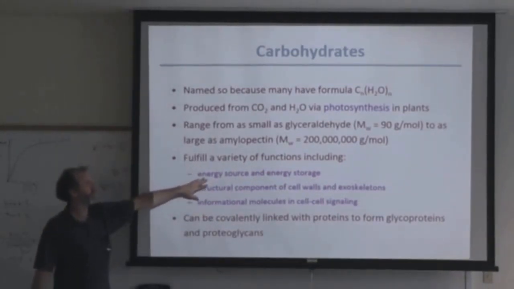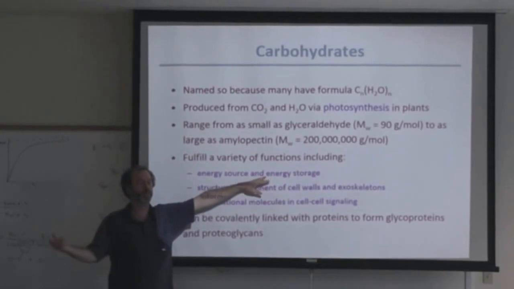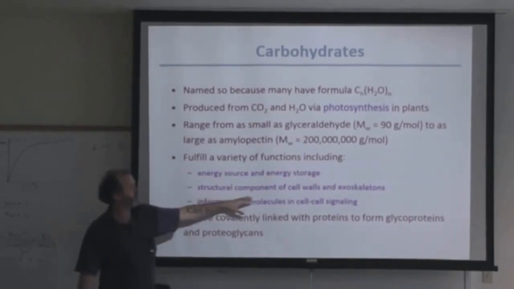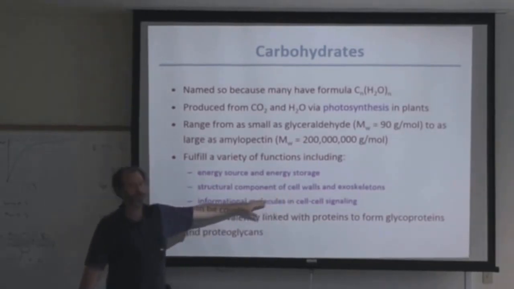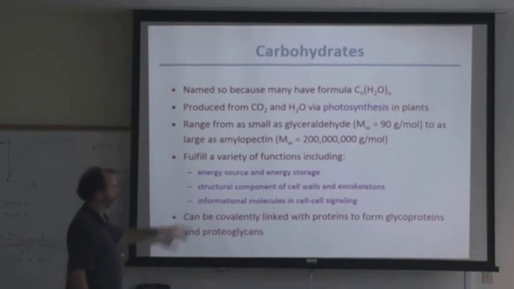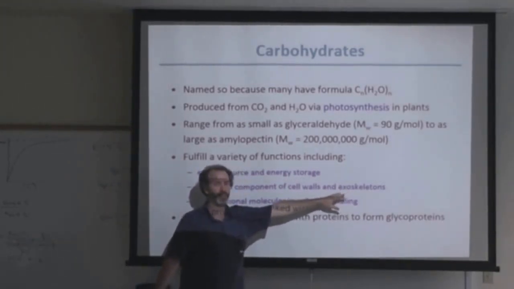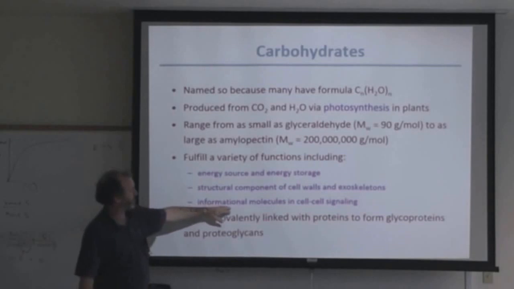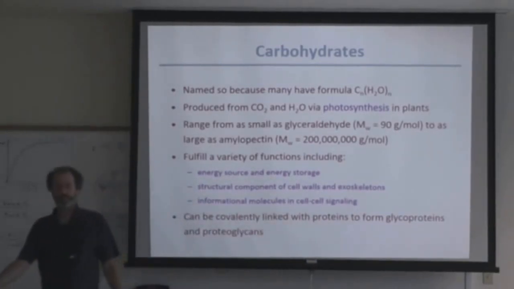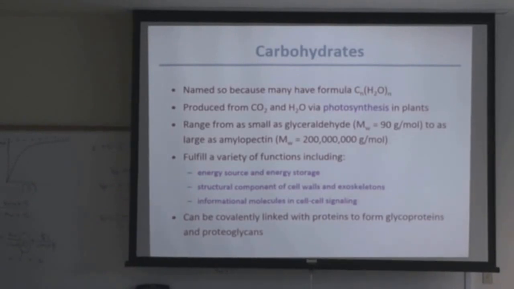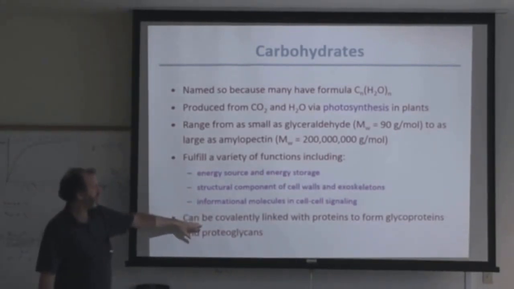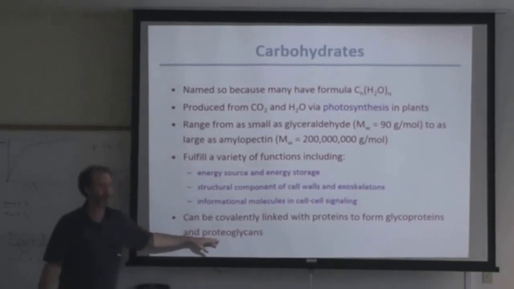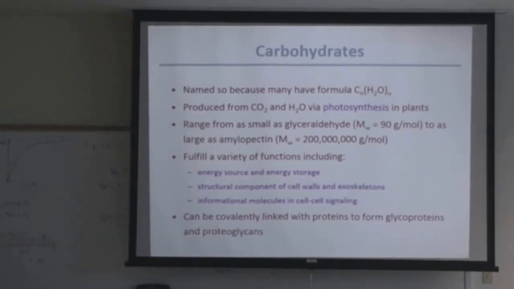They fulfill a variety of functions, including energy source and energy storage. That's what we normally think of when we think of carbohydrates. They also serve as structural components, in cell walls and exoskeletons. Cell walls are made up of cellulose, which is a polysaccharide of glucose. Exoskeletons are made up of chitin, which is like a glucose with an amine group on it. They also act as informational molecules in cell-to-cell signaling. Our blood typing has sugar involved, with different antigens on our blood cells. Carbohydrates can be covalently linked with proteins to form glycoproteins and proteoglycans. A lot of our extracellular space is full of proteoglycans that interact there.